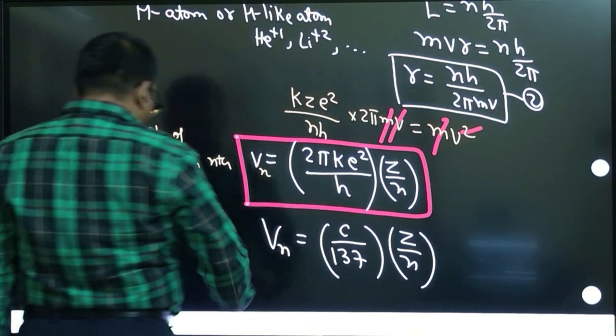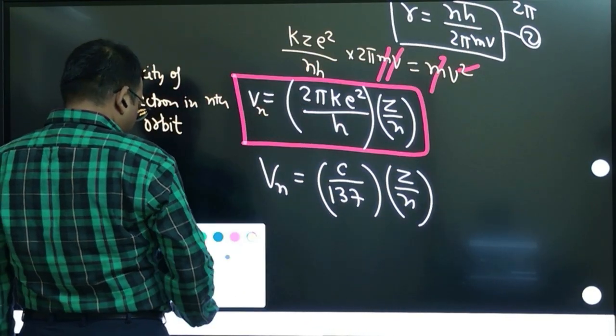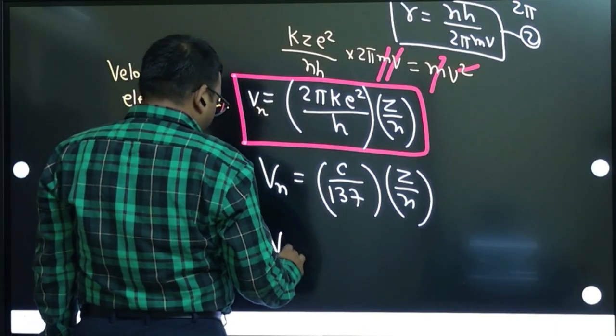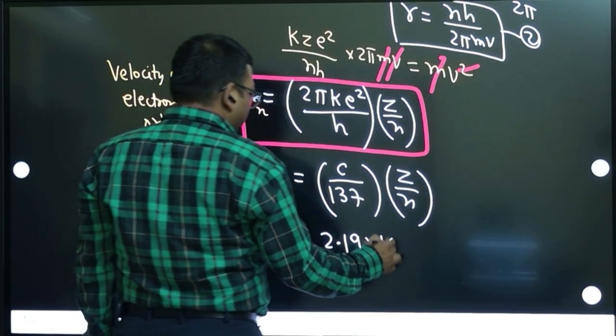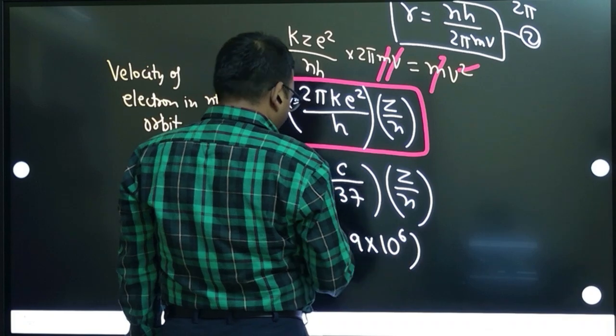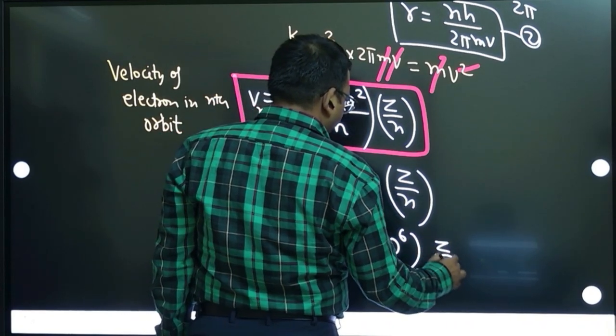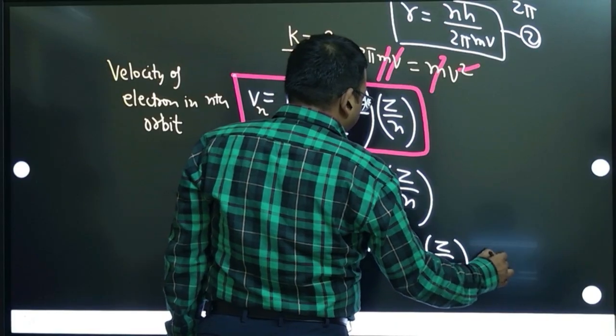So when you solve this, you will get this as velocity in the nth orbit as 2.19 into 10 to the power 6 factor will come, right? And this is Z by n. This is meter per second.